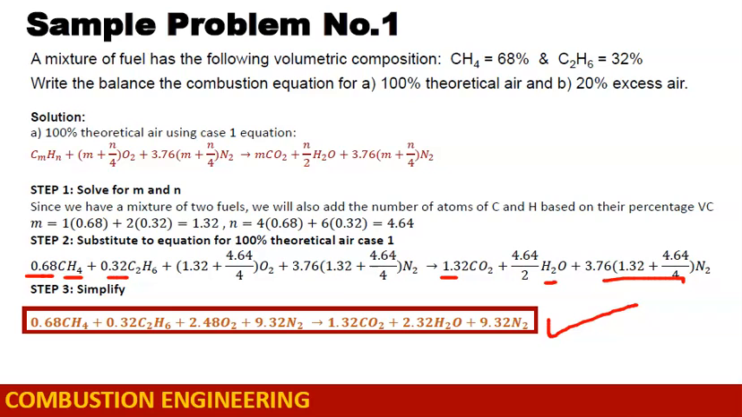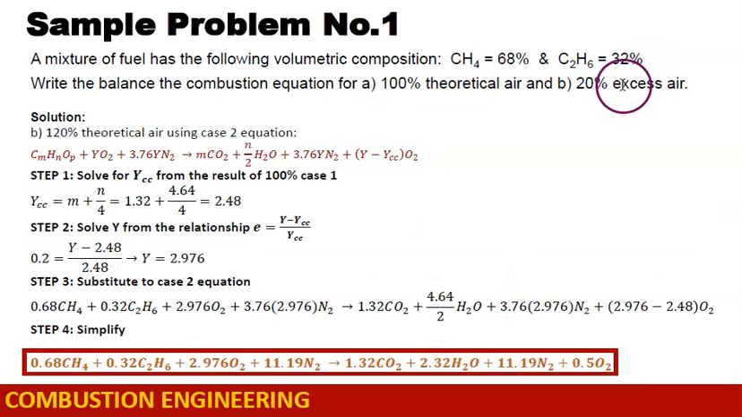The other requirement is to find the equation when there is 20% excess air. 20% excess air is the same as 120% theoretical air, so we will use case number 2 since this is excess air. Our equation for case number 2 is given as this equation. In this equation, we don't have the value of Y and YCC, or the chemically correct number of moles of the hydrogen and oxygen. So we solve for YCC from the result of 100%, which is case 1.